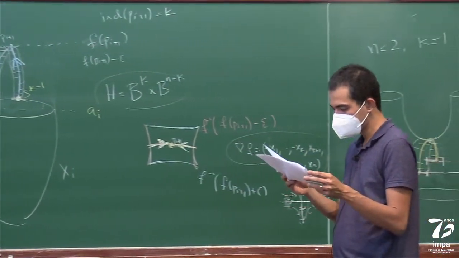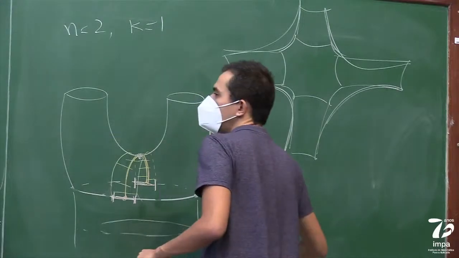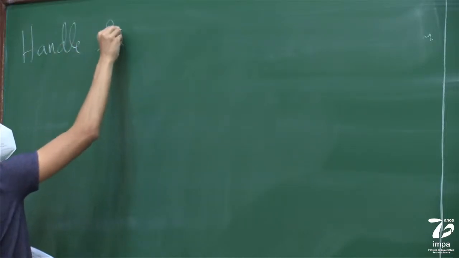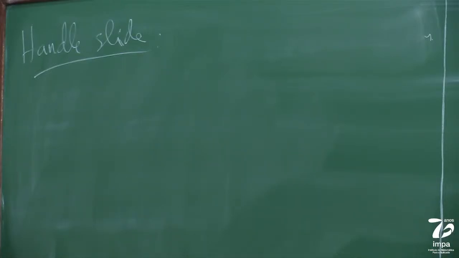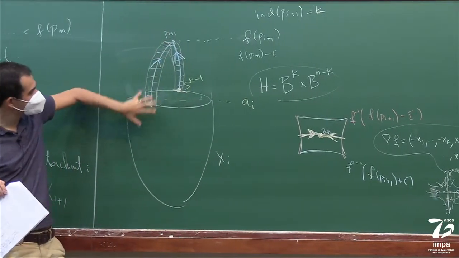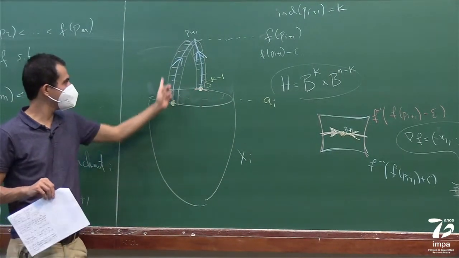Okay, so once we understand that, then we can talk about what it means to slide a handle. So what is a handle slide? And notice that for the handle attachment to really make sense, the Morse function is not enough. I need a gradient-like vector field. Because in a neighborhood of the point, basically there's nothing really going on. But when you leave the little neighborhood of the critical point, then to see how this handle attaches to the rest, you really need to see exactly where the unstable manifold falls.